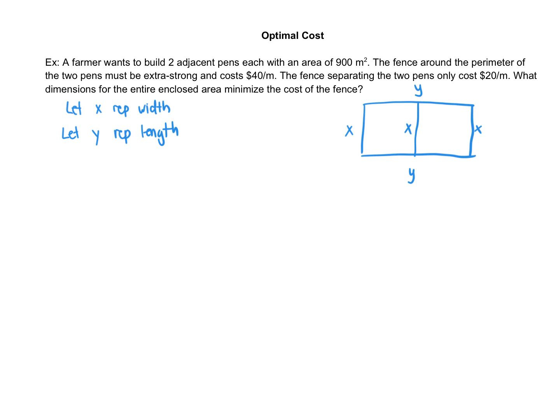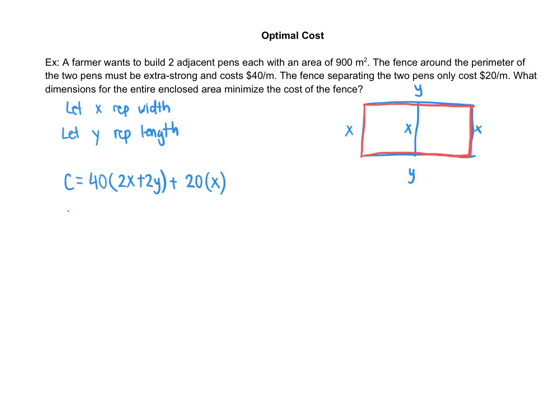So the extra strong, expensive fence is needed on these 4 sides. So that's 2 Ys and 2 X's. And only a single X requires the cheaper $20 per meter fence. So here's what our cost equation looks like right now. Cost is equal to $40 per meter for 2 X's and 2 Ys. And then $20 per meter for X meters.